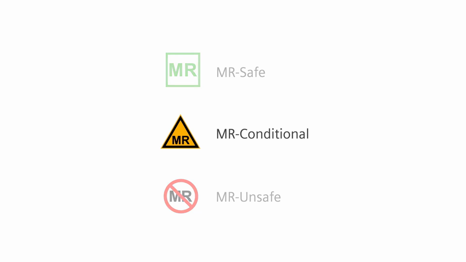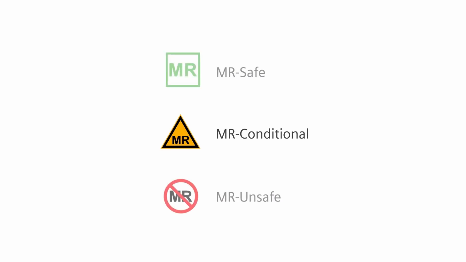MR conditional objects have been demonstrated to pose no known hazard in an MR environment with specified conditions of use. Field conditions that define the specified MR environment include field strength, spatial gradients, time rate of change of the magnetic field, RF fields, and specific absorption rate, SAR. Additional conditions, including specific configurations of the item, may be required.